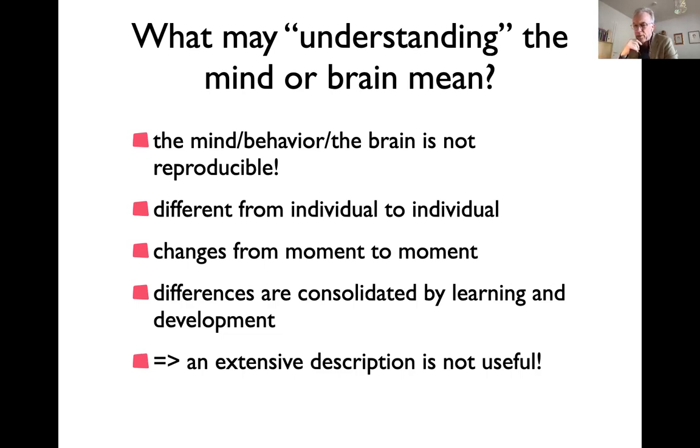So all of that means that a scientific approach to understanding the mind or the brain cannot consist of just extensive description, of just listing everything. And you'll see it's not something that's universally agreed upon, but at some level, certainly extensive description as such is not useful, because these things are not all reproducible.